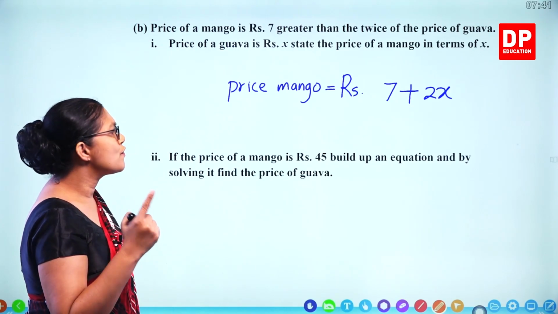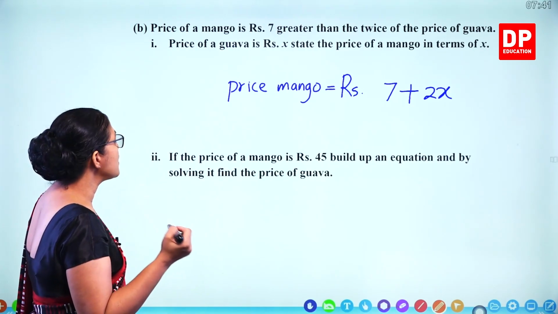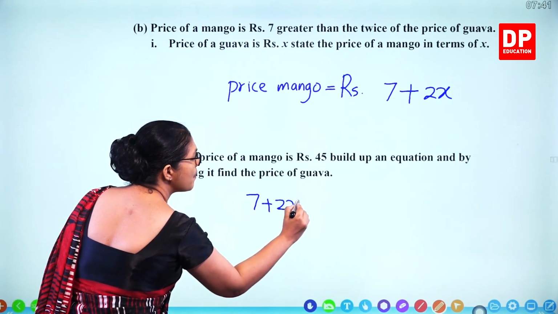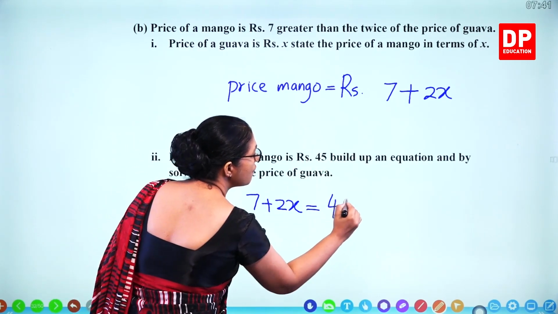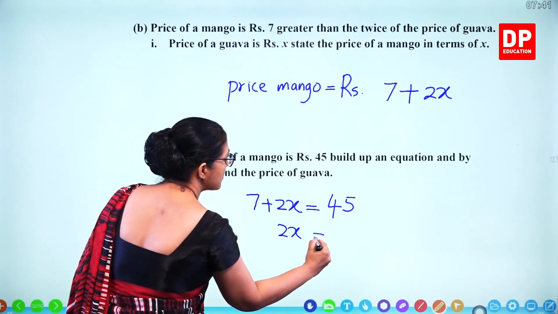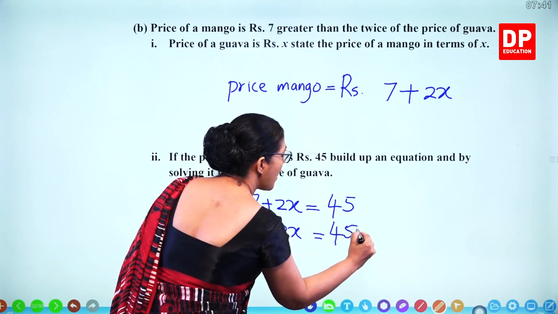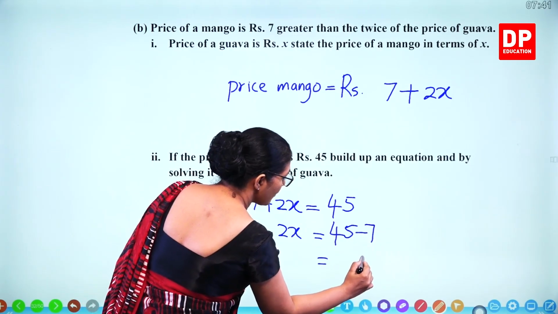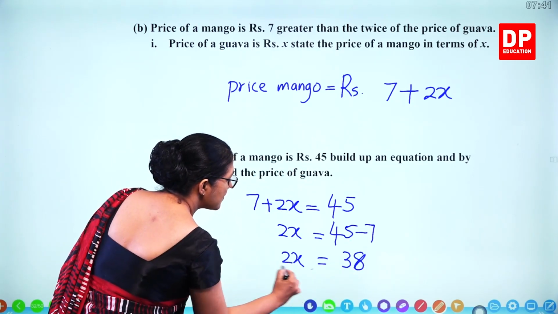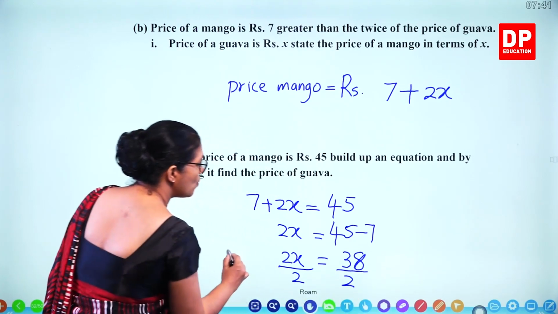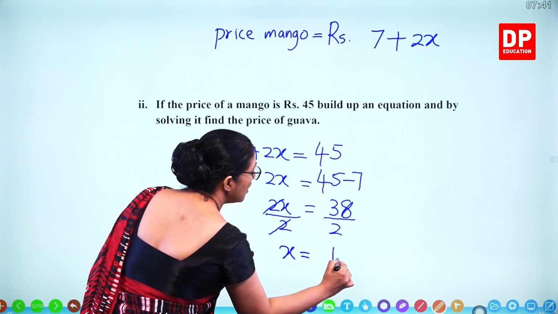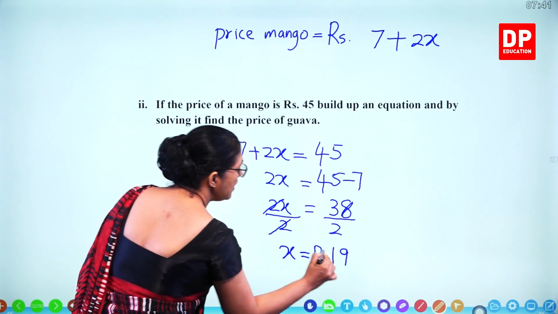If the price of mango is 45 rupees, build up an equation and by solving it, find the price of guava. So 7 plus 2x, that's the price of a mango. That's given 45 rupees. Equate. Solve it. So you need 2x. Take 7 to the other side, that means subtracting 7. You get 38. 2x is 38. Divide by 2. x becomes 19 rupees.